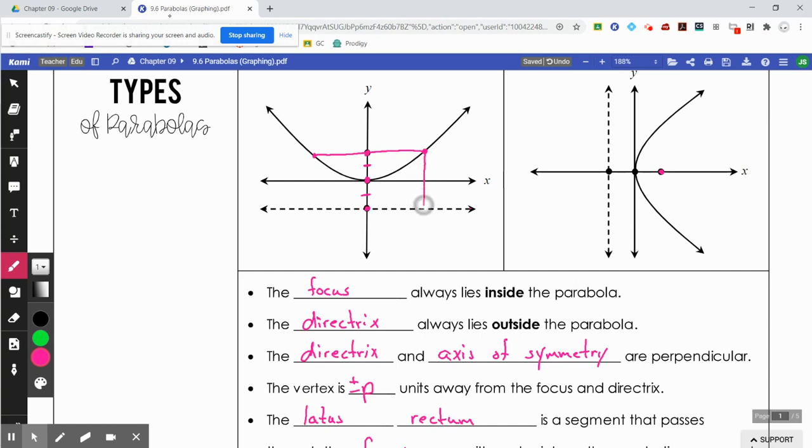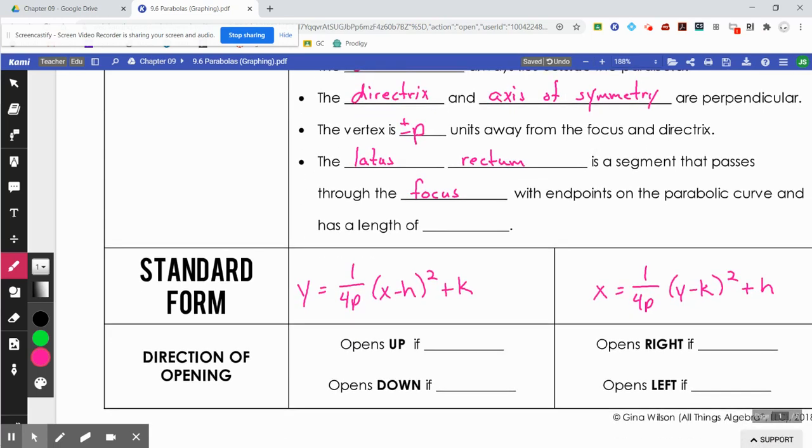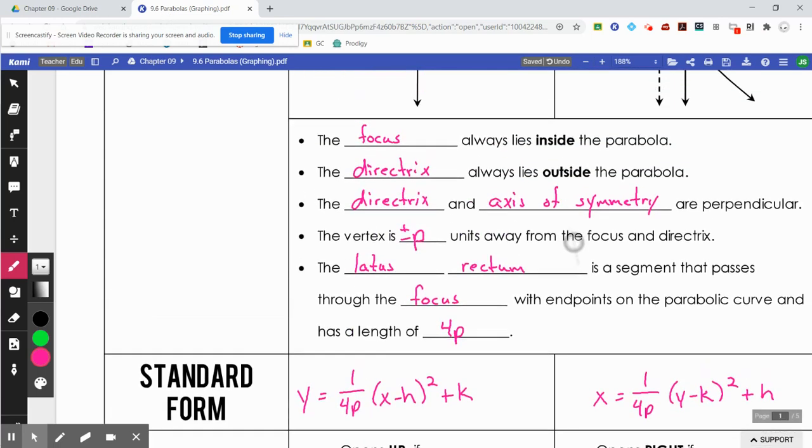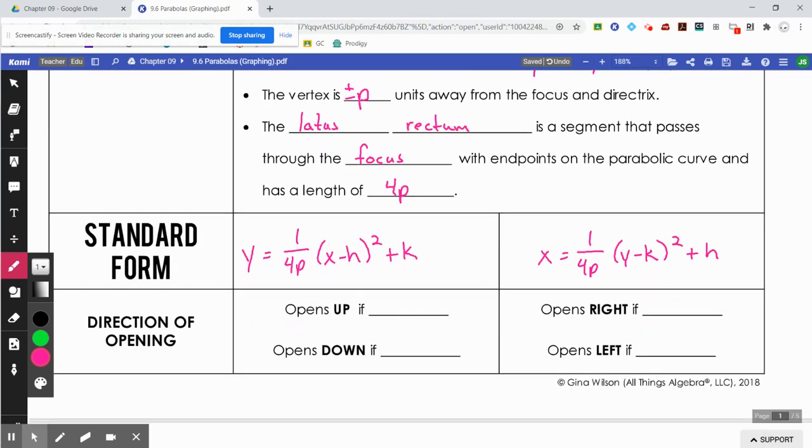Let's talk about this distance here. Well, the distance from here to here would be the same as from here to here, so that'd be p. The distance from here to here would be the same as this, which is also p. So the distance from here to here would be 2p. Since this point is on the parabola, it is the same distance from the directrix as it is from the focus, so this would also be a distance of 2p. Since this thing is symmetrical, this over here would also be a distance of 2p, so the latus rectum will always have a length of 4p units. And that would be the same for here. If I were to draw this line right here that passes through the focus, this latus rectum has a length of 4p units.